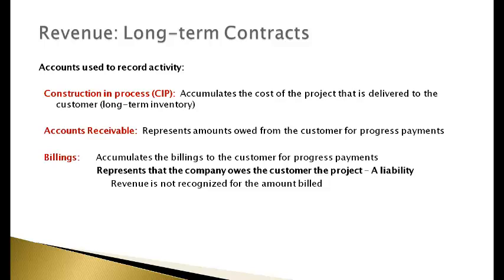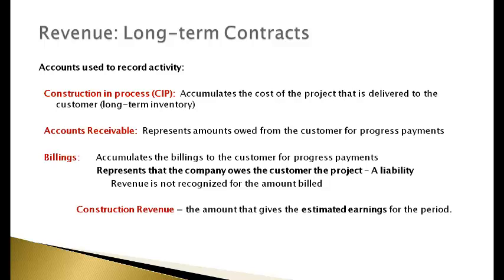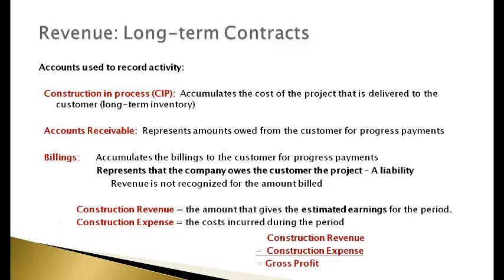As these milestones are met, the company bills the customer and records accounts receivable and a liability account called billings. Notice that revenue is not recorded when the receivable is recorded. Revenue is not recognized for the amount billed. Revenue is recognized for the amount that gives the estimated earnings for the period. It is a computed amount. The actual cost incurred is also recorded as an expense.